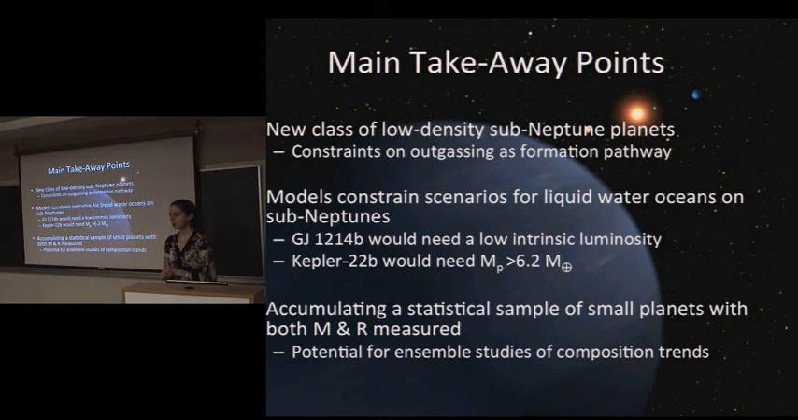Well, just regarding your last point, potential for ensemble studies, we now have maybe a quarter dozen Neptunes and Earths which have measured radius and mass. What kind of impression are we getting out of this dozen systems? Do we have any firm conclusion at the moment?